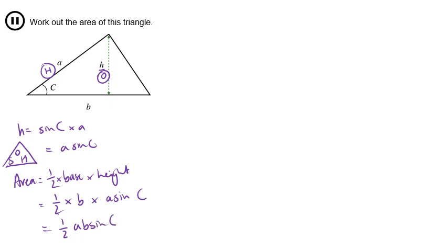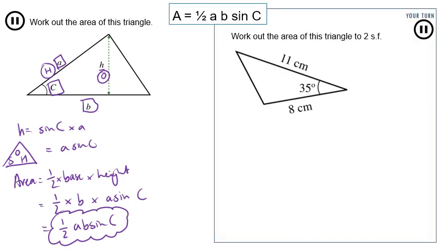And what we've got here is a really useful formula for finding out the area of a triangle if we know two sides and the angle between them. And it must be the angle between two sides that we know. Have a go using this formula with the triangle here. Pause the video to try that.